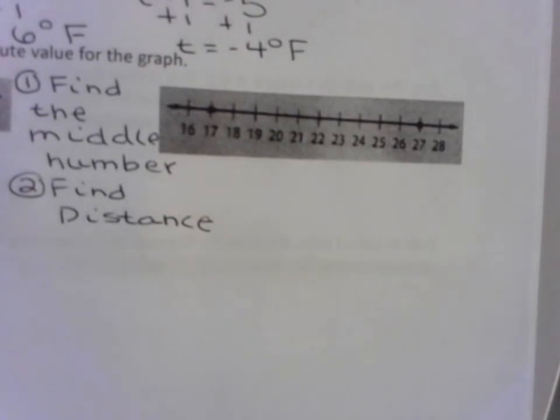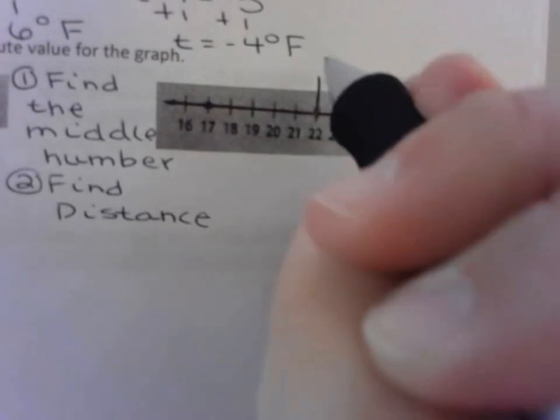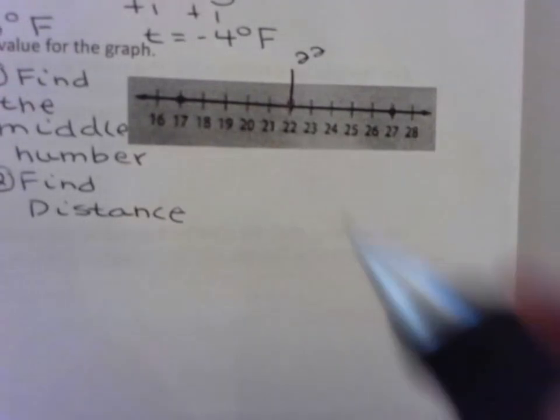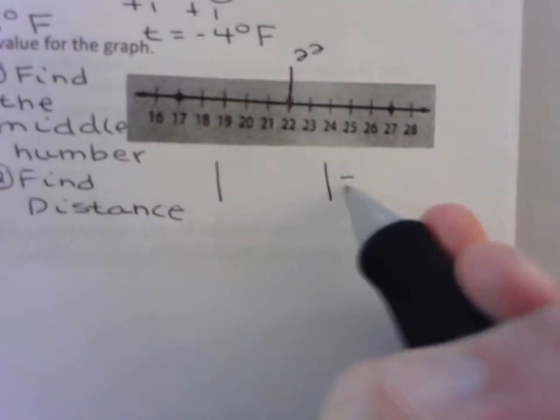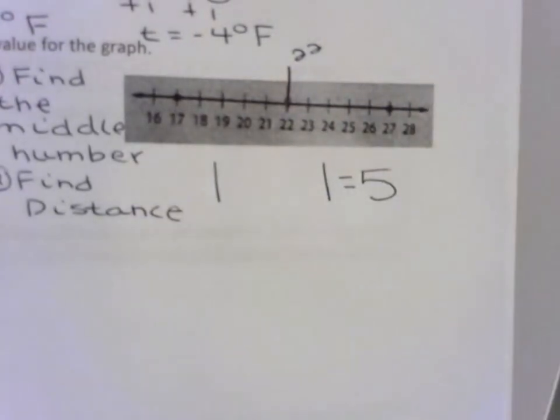17 and 27. So what is the middle number between 17 and 27? 22. Okay, easy way to find it. The distance is 10 between them, so split it in half. So 22, 5 and 5. Right here is my middle, 22 is my middle number. As I set my absolute value equation up, the absolute value is going to be equal to 5. Absolute value is the distance. So the absolute value is equal to the distance that 27 and 17 are from 22, which is 5.